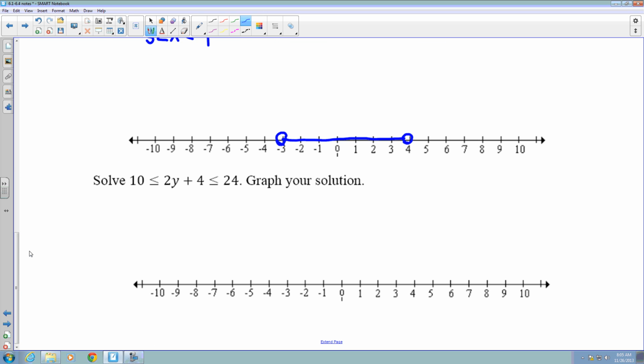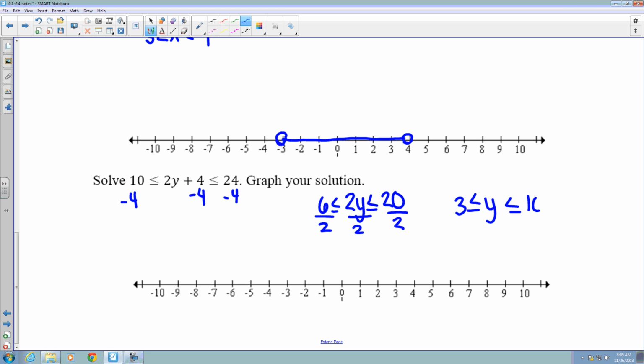This one is multi-step. We need to subtract 4 from all the sides. Rewrite, and the y is still not alone in the middle, so we need to divide everything by 2 because that's what is connected to our y right now. 6 divided by 2 is 3. 20 divided by 2 is 10. And since now that we have the y alone, we can graph it.